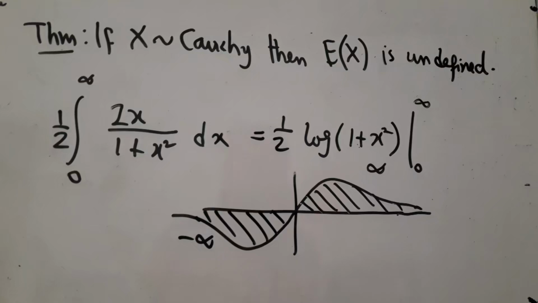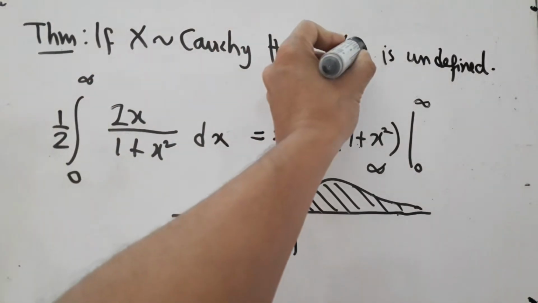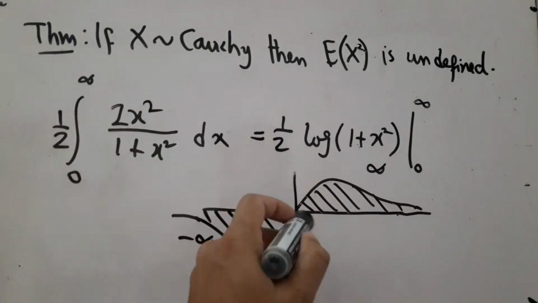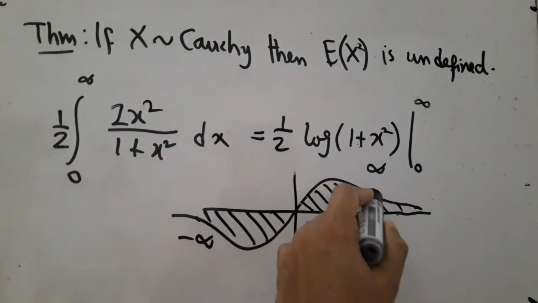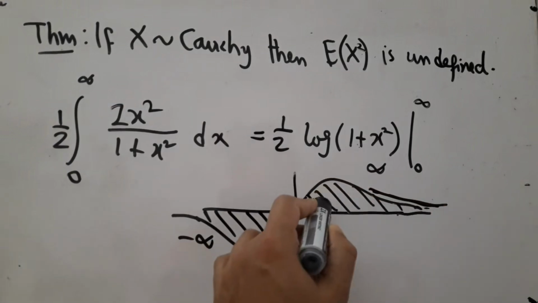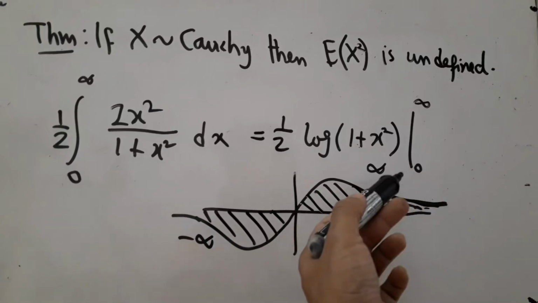So you already start getting some taste of the weirdness of Cauchy. This is just undefined. What can you say about the expected value of X squared? Obviously that will also be undefined, because if I put a square, the thing will become only higher out there. So if this area is already infinite, something larger would also be infinite.